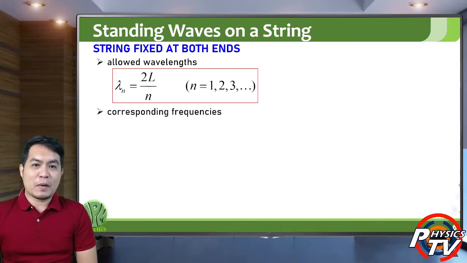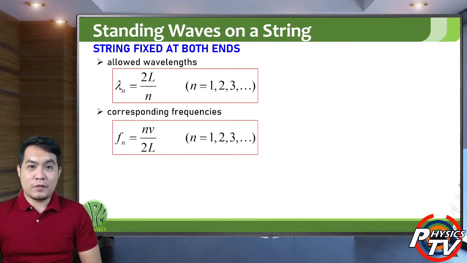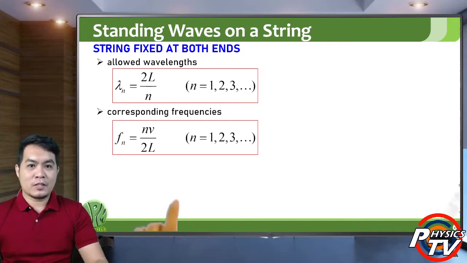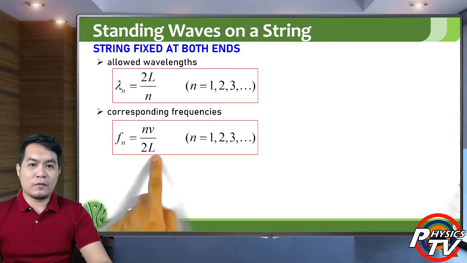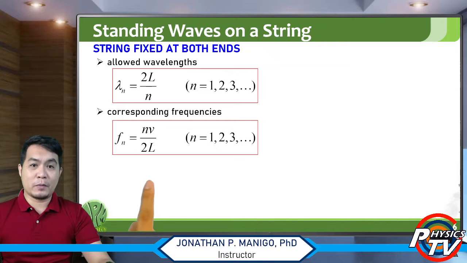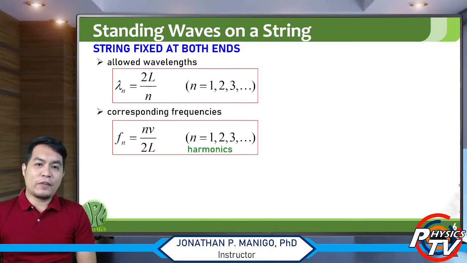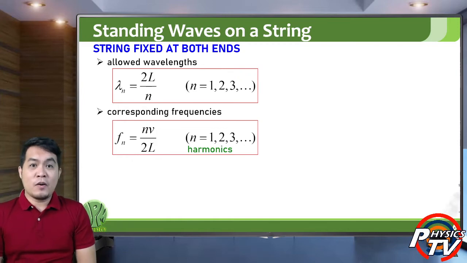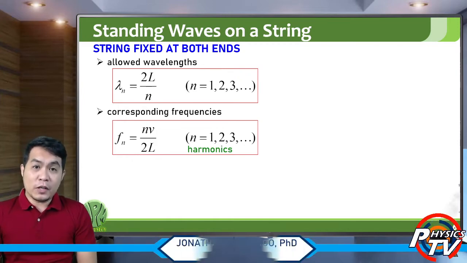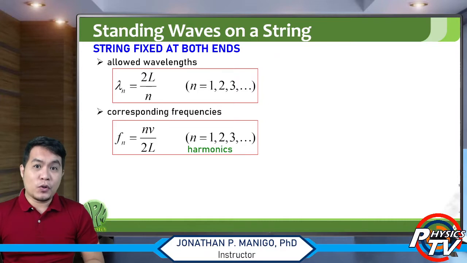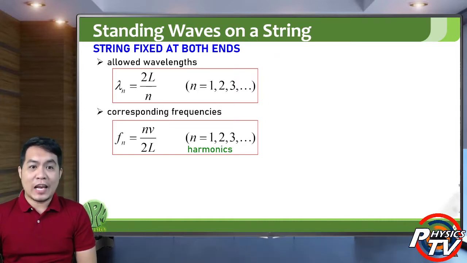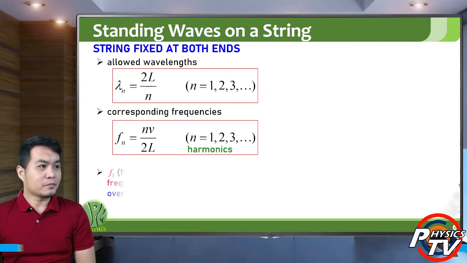And these are the corresponding frequencies. From the periodic wave equation, v is equal to lambda times f. So f is v over lambda. Lambda is 2L over n, so f equals v over lambda, and you get the frequencies. These frequencies are what we call the harmonics. These are all the allowed frequencies for standing waves, in order for standing waves or resonance to occur on a vibrating string. These are only the allowed frequencies.